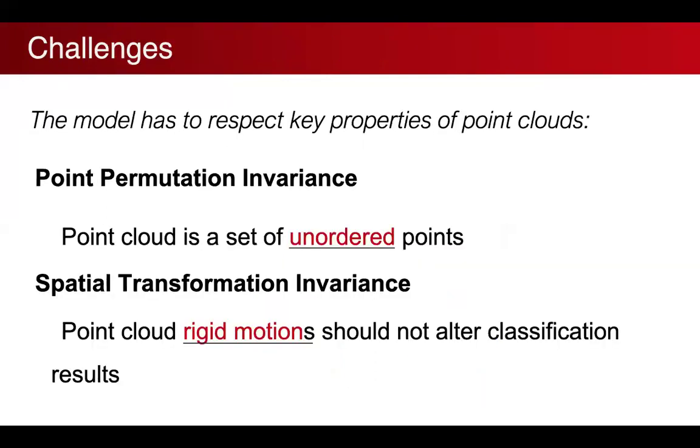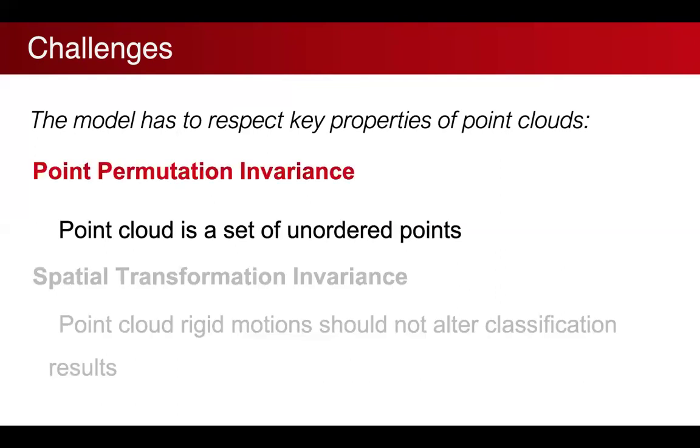But there's a challenge, because the model for the neural network has to respect the key property of point clouds. Basically, there are two main properties that need to be respected. We have to develop a neural network architecture that preserves some invariances that are inherent to this type of data. The first one is permutation invariance, and the other is transformation invariance.